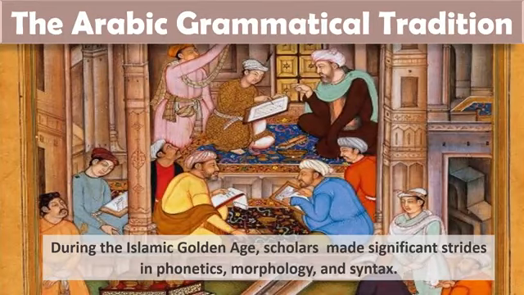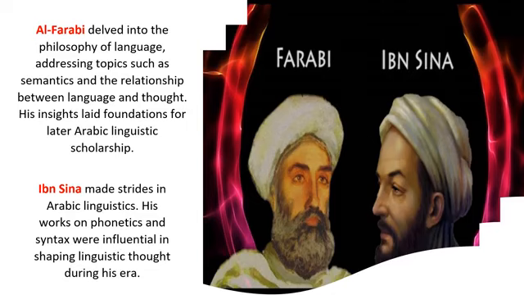As our journey continues, we explore the contributions of Arabic linguistics. During the Islamic Golden Age, scholars like Al-Farabi and Ibn Sina made significant strides in phonetics, morphology, and syntax. Al-Farabi delved into the philosophy of language, addressing topics such as semantics and the relationship between language and thought. His insights laid foundations for later Arabic linguistic scholarship.